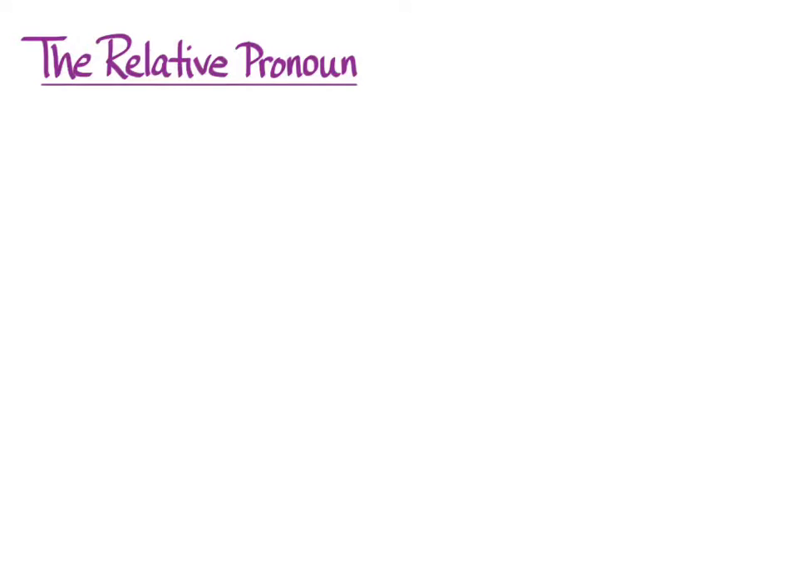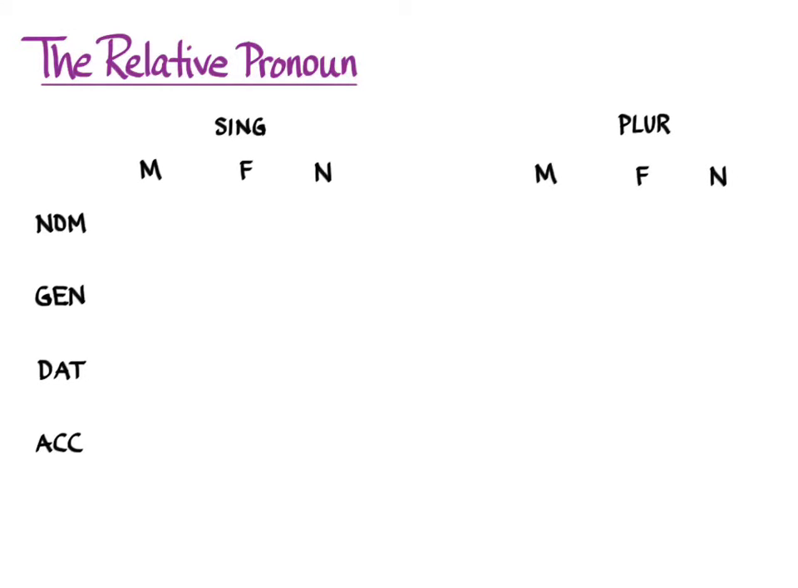Okay, I keep talking about what the Greek relative pronoun would do, so it's time for you to meet the Greek relative pronoun. It comes in all the cases except the vocative. It comes in singular and plural, also in dual, but we're not going to worry about that. And it has different forms for the masculine, feminine, and neuter. And here are the forms.